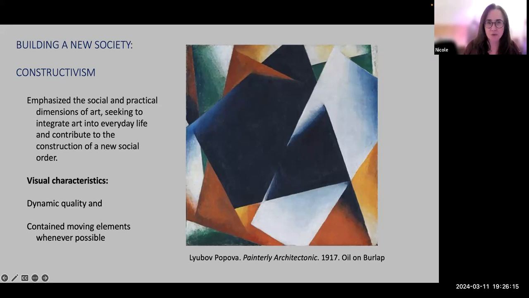Suprematism focused on the transcendental and the spiritual aspect of art, aiming to evoke pure feeling through abstract forms. Constructivism emphasized the social and the practical dimensions of art, aiming to integrate art into everyday life and to contribute to the construction of a new social order.